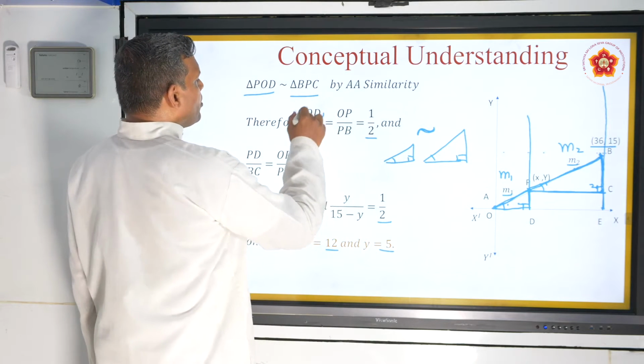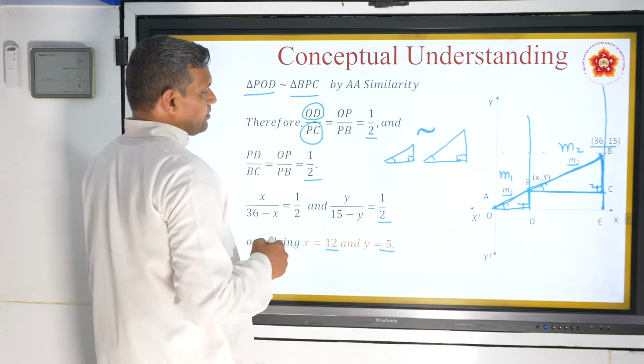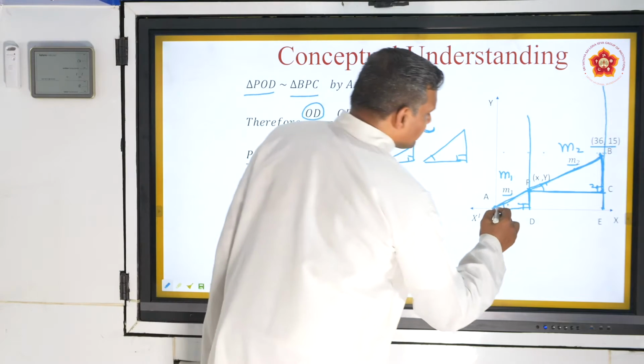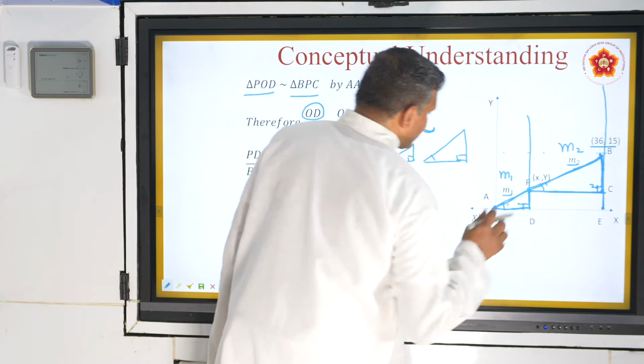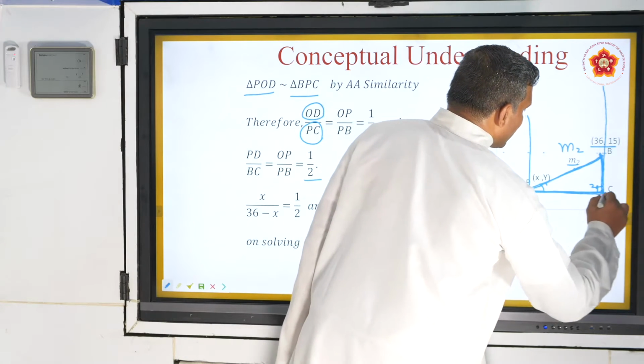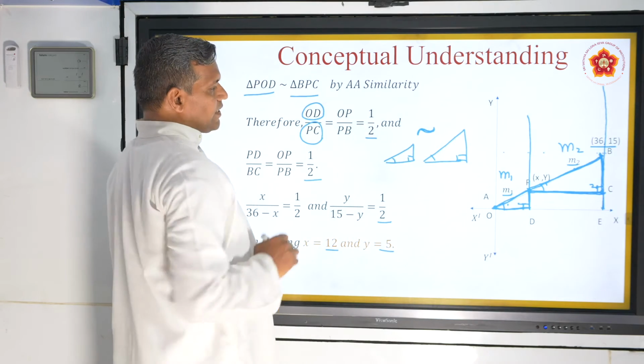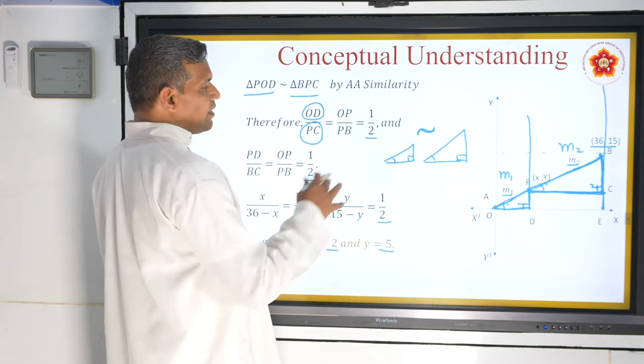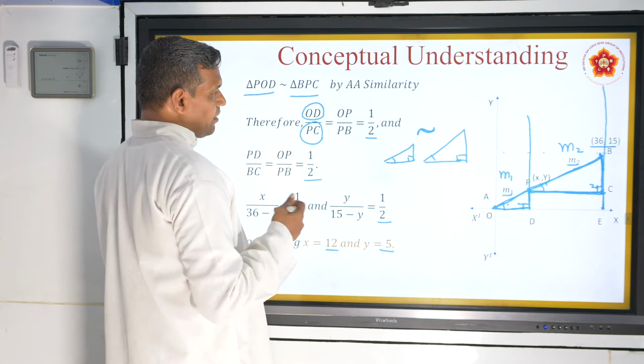Now look at OD by PC. What is OD? OD is the base of the small triangle. PC, what is PC? PC is the base of the big triangle. So I have written base by base. Of course we can write this because corresponding sides ratios are equal.